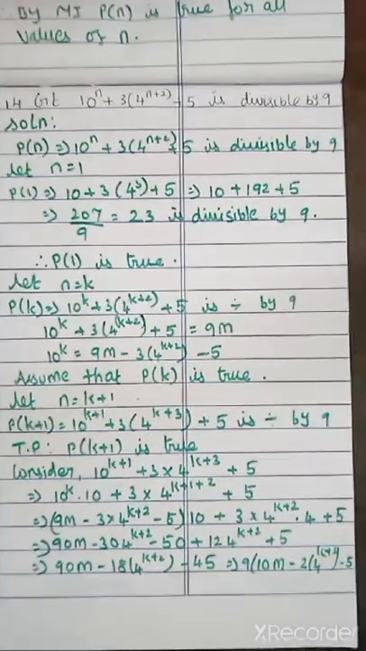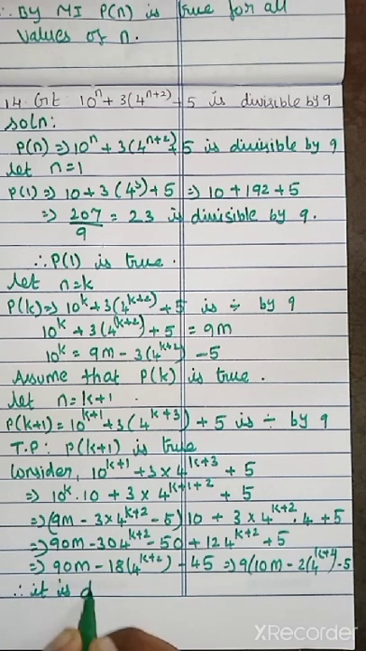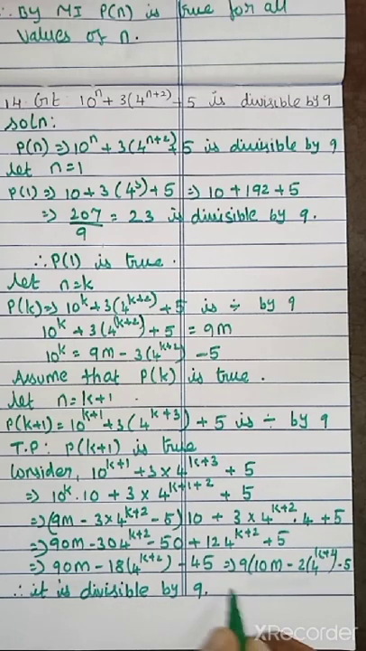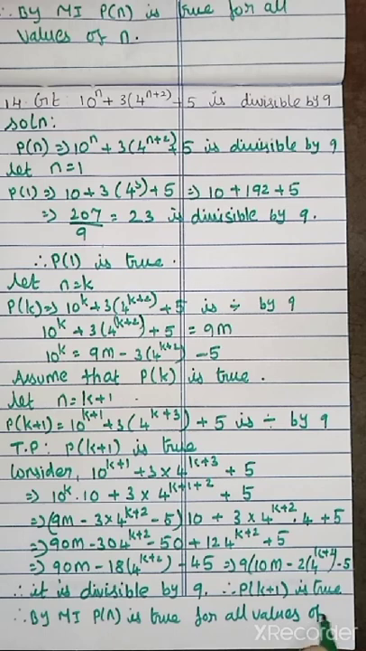Now this is a multiplication of 9 into some scalar, right? Therefore, it is divisible by 9. Therefore, P of k plus 1 is true. Therefore, by mathematical induction, P of n is true for all values of n. Hence, the proof gets over.